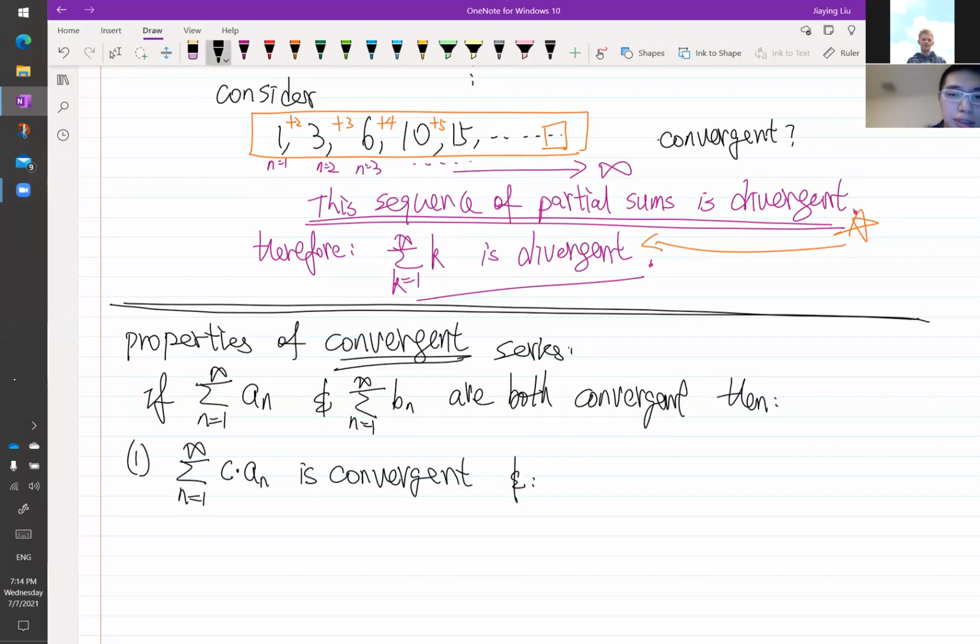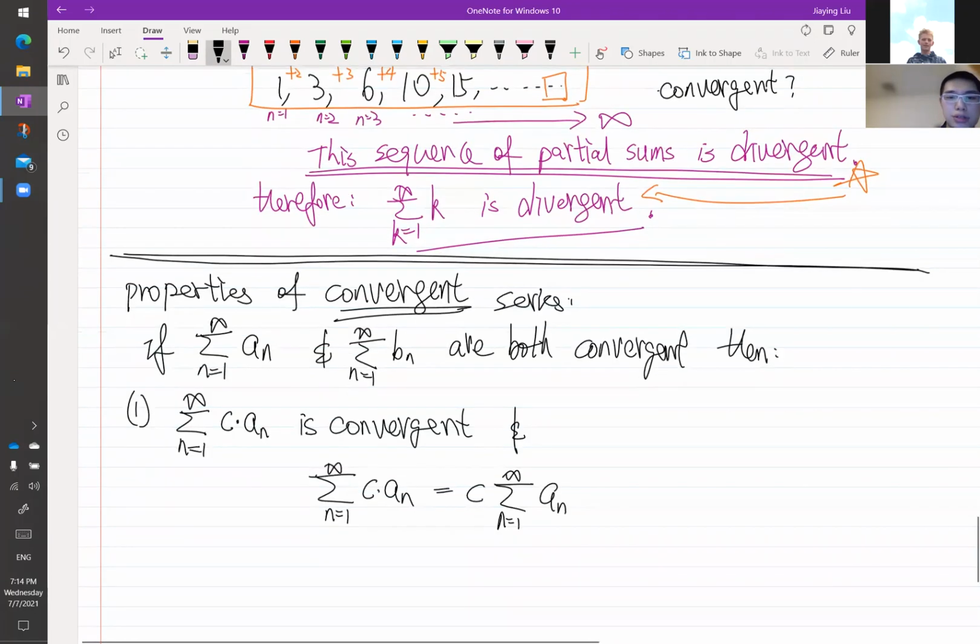So this series, c times an, we can bring the c outside. So that becomes c times the summation of an. I didn't write down the index, n equals 1 to infinity. So the c, we can just bring it outside.